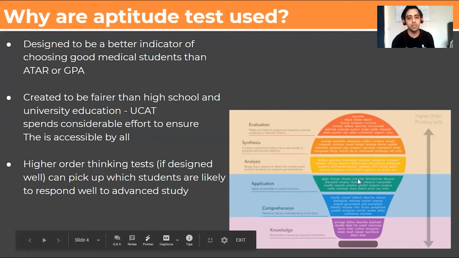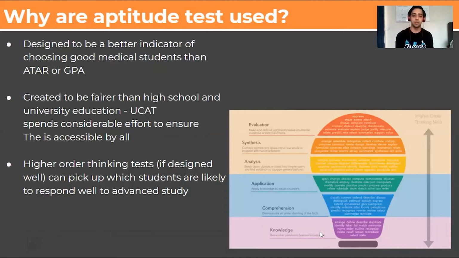And so schools tend to stick around this area. Universities tend to stick around this area. Whereas the UCAT kind of takes this whole bubble and explores the analysis, the synthesis, the evaluation, these really high order skills, and tests your ability to apply those, again, in a time-pressured condition.